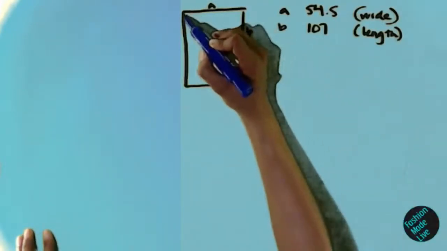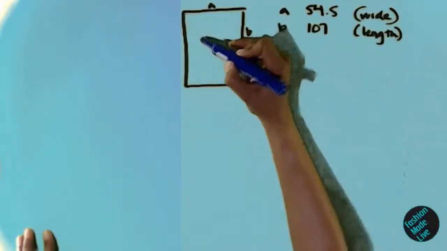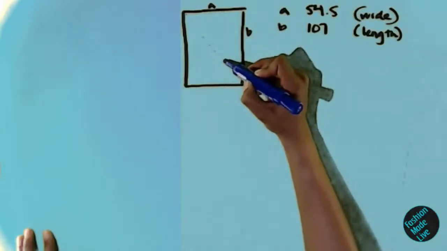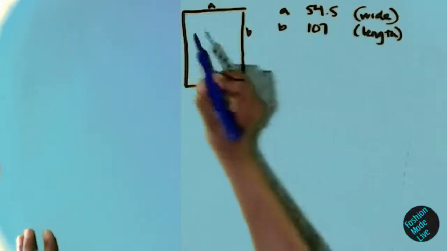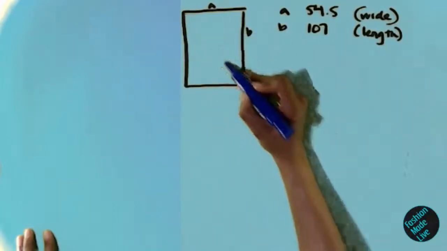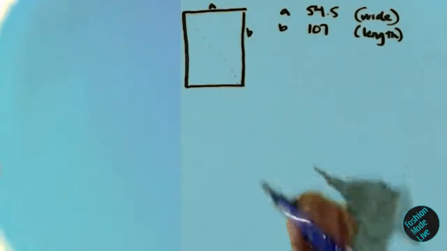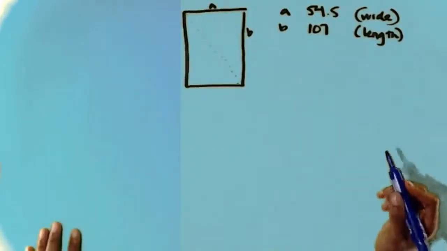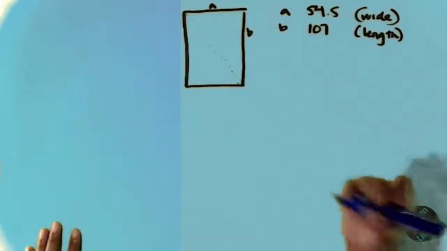You are going to use the power of the Pythagorean Theorem. And what that is, it is an equation to solve for this diagonal line. Knowing the length of this line is actually going to help you have a perfect rectangle. How does that work? Well, let me explain.